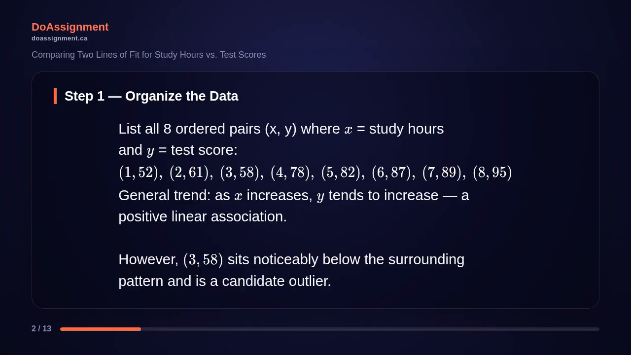We have 8 data points pairing study hours with test scores. Writing them as ordered pairs, we can already see that scores generally rise as study hours increase. However, the point at 3 hours with a score of 58 looks like it may fall below the trend line compared to its neighbors, making it a candidate outlier.